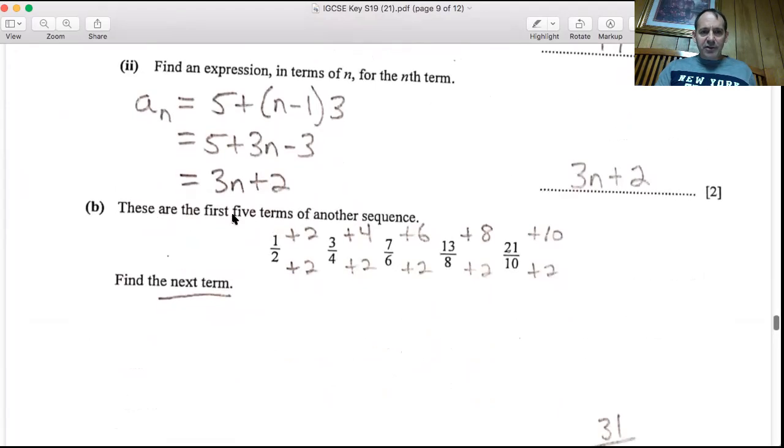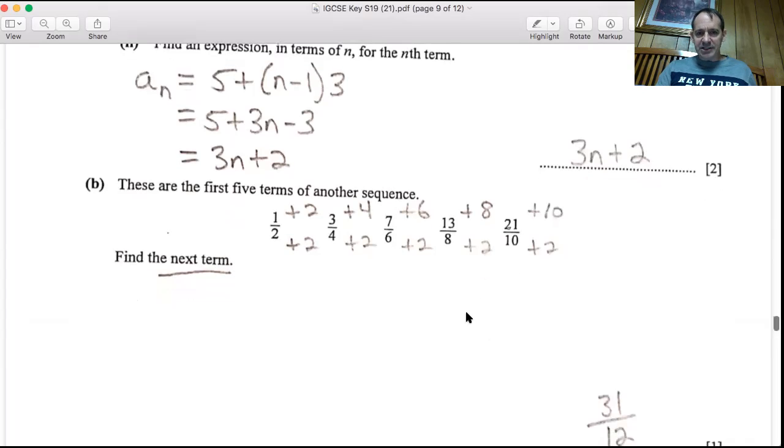Now it says these are the first 5 terms of another sequence: 1/2, 3/4, 7/6, 13/8, and 21/10. Find the next term. Again, it's pattern recognition. You might have to look at it a little bit. If you look at the top, 1, 3, 7, 13, 21, here it adds 2, then 4, then 6, then 8. Hopefully you see the pattern. The next one's going to be +10. Along the bottom, it's just +2, +2, +2, +2, +2.